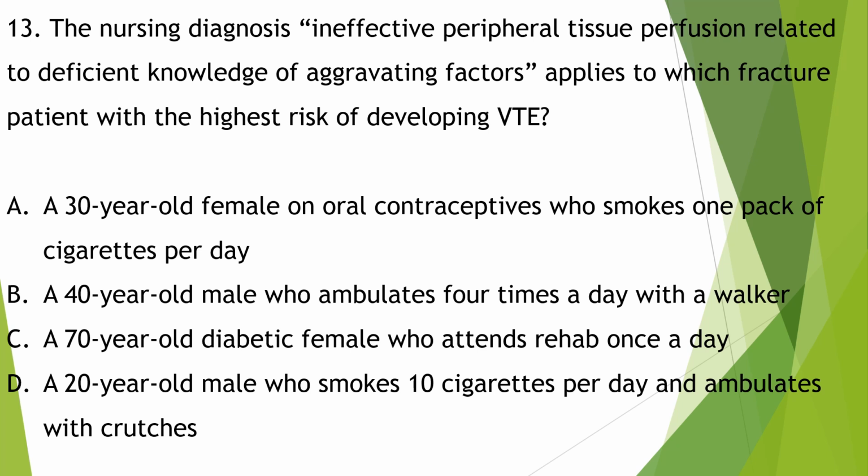Oral contraceptives combined with cigarette smoking dramatically increases the patient's risk of peripheral vasoconstriction, leading to decreased tissue perfusion. Using a walker promotes tissue perfusion. Rehab promotes tissue perfusion. While smoking does lead to decreased tissue perfusion, the risk is lower than when combined with taking oral contraceptives. So here the first patient is at greater risk of developing venous thromboemboli.